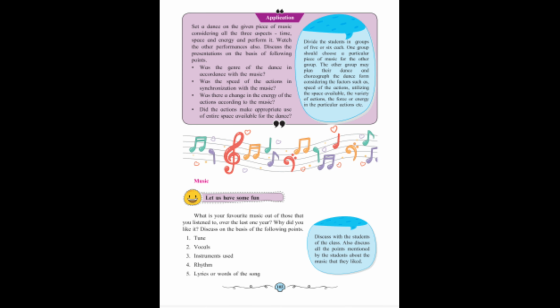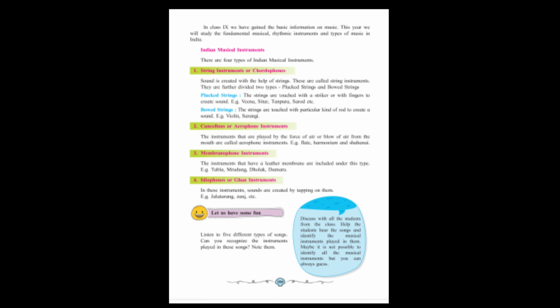Music. Now the important points to remember in music are tune, vocal, instrumental use, rhythm, and lyrics, or the words of the song. These are the five important points for a musician to know, and they have to implement this in their music.